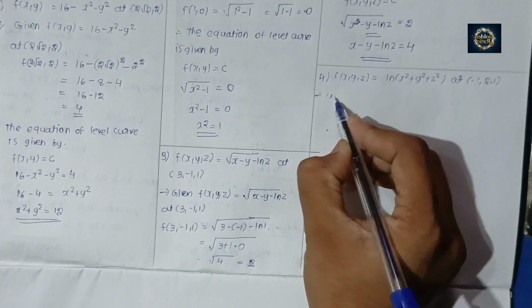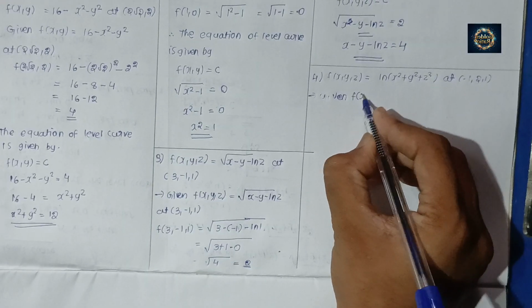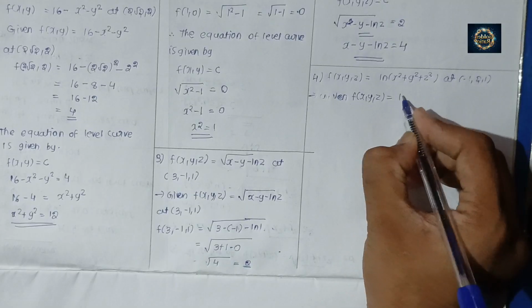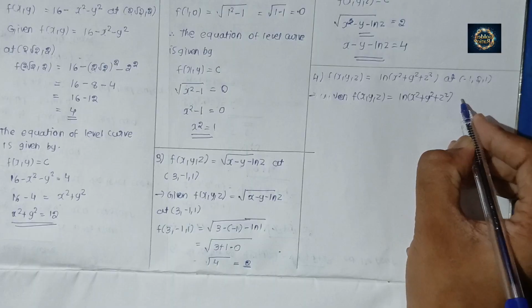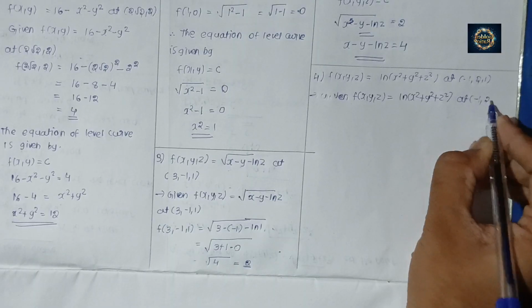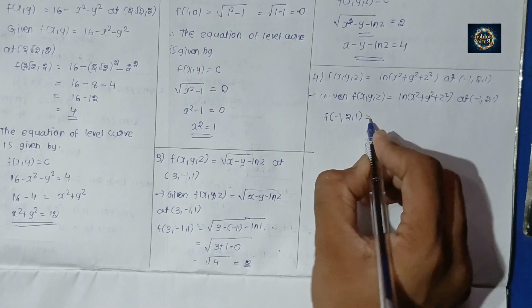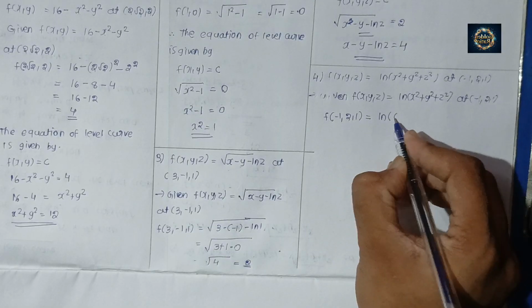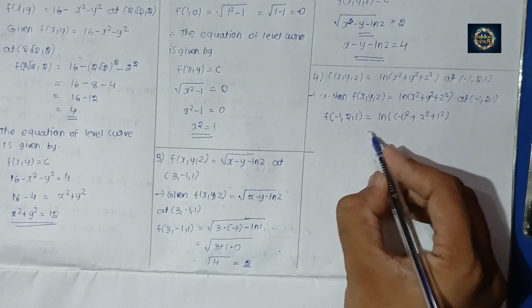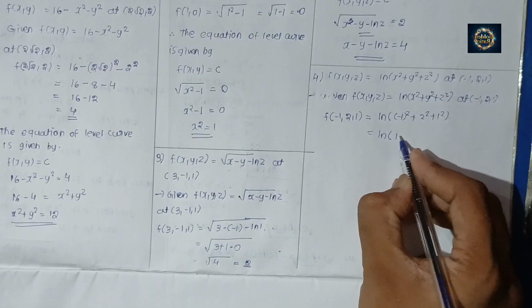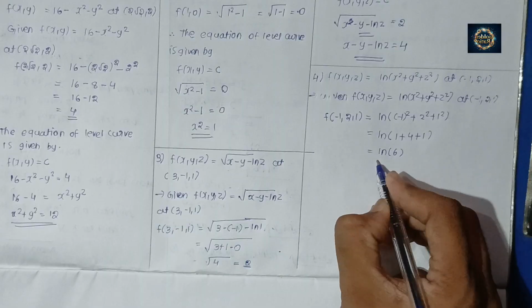So we can write, it is given f(x, y, z) = ln(x² + y² + z²) at (-1, 2, 1). So the value of the function at (-1, 2, 1) will be ln of (-1)² + 2² + 1², which is (-1)² is obviously 1, plus 2² is 4, and 1² is once again 1. So the value will be ln 6.